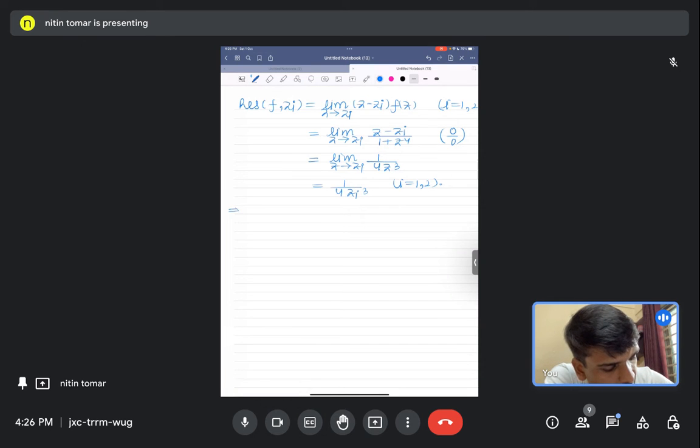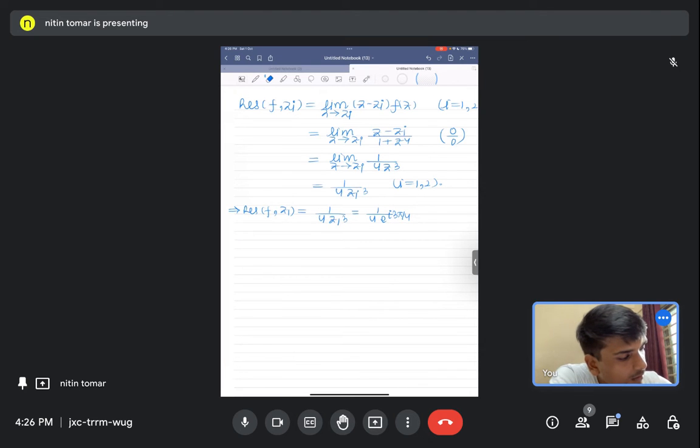So this implies the residue of f at z1. What was z1? It will be 1 upon 4 z1^3, but z1 was e^(i pi/4). So it will be e^(i 3pi/4), right? Or better, I write it as e^(minus iota 3pi/4).